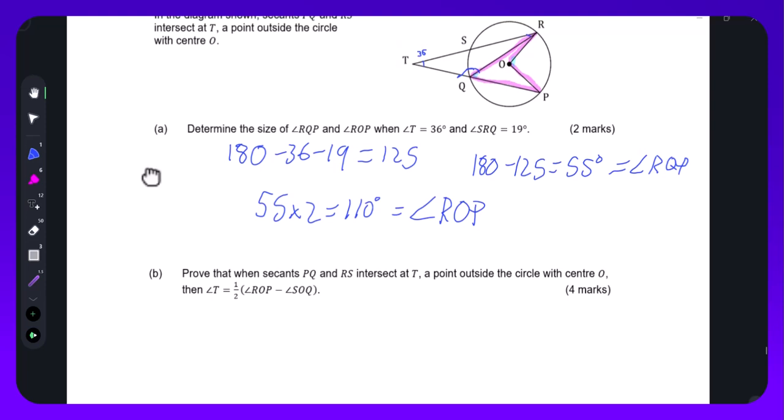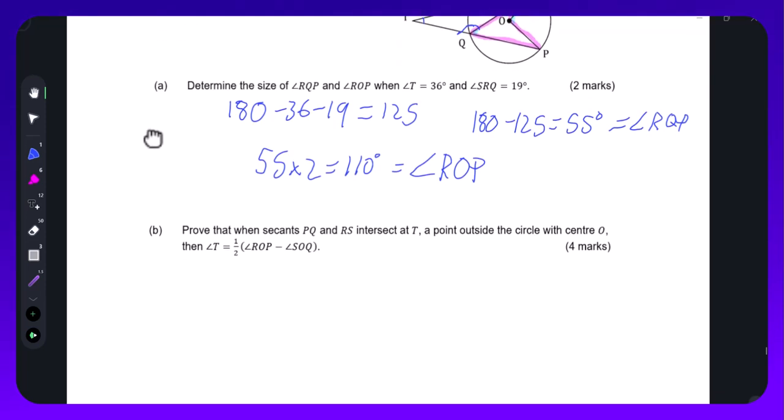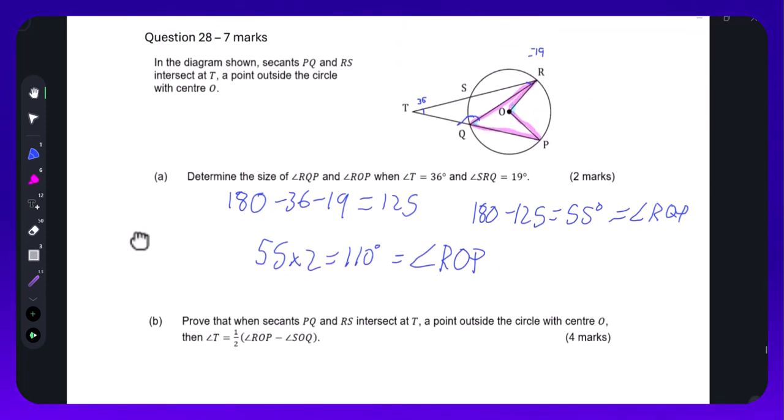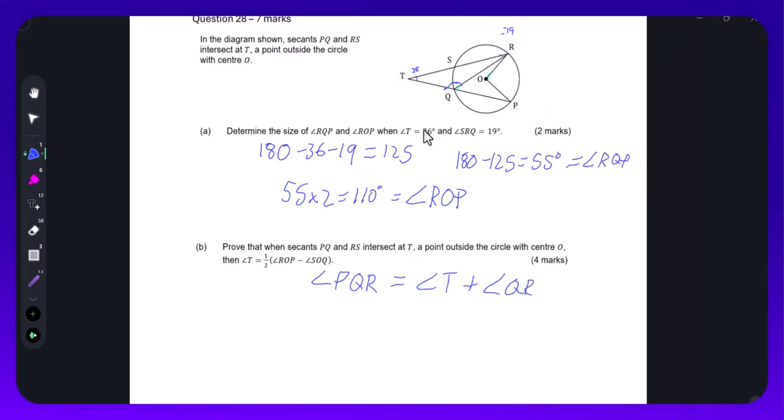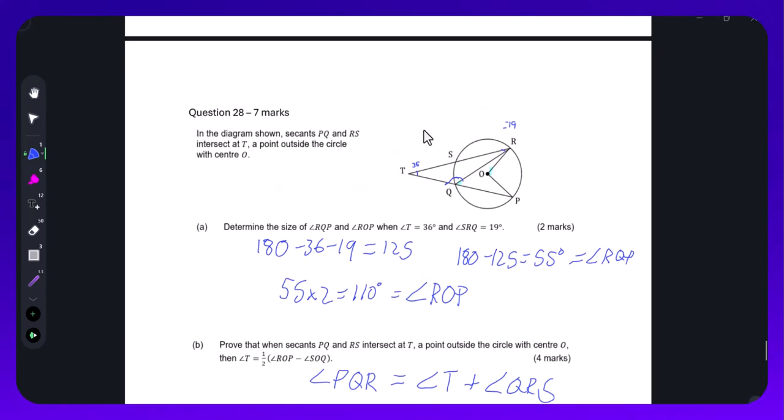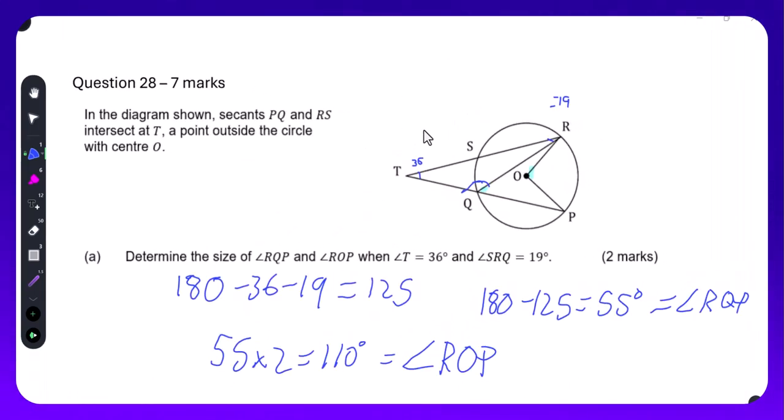Now, prove that when secants PQ and RS intersect at T, a point outside the circle with centre O, then angle T equals half angle ROP minus angle SOQ. I was going to start writing this down the bottom here, but I think I'll write it at the top, that way we can see the diagram. I'll be pausing to make sure I write things in and go through them bit by bit. That way we can understand this as best as we can.